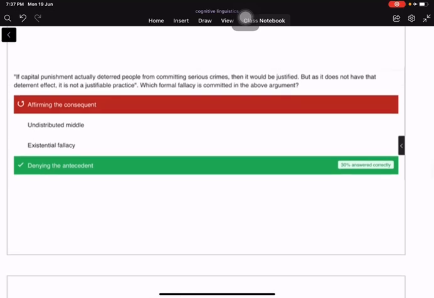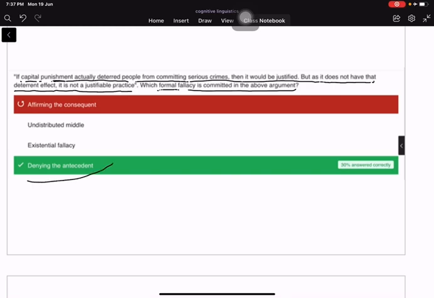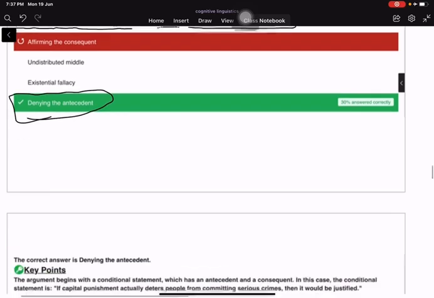Now, if capital punishment actually deterred people from committing serious crimes, then it would be justified. But as it does not have that deterrent effect, it is not a justifiable practice. Which formal fallacy is committed in the above argument? Because it does not have that property, it should be rejected altogether. So, that's the denying the antecedent fallacy.